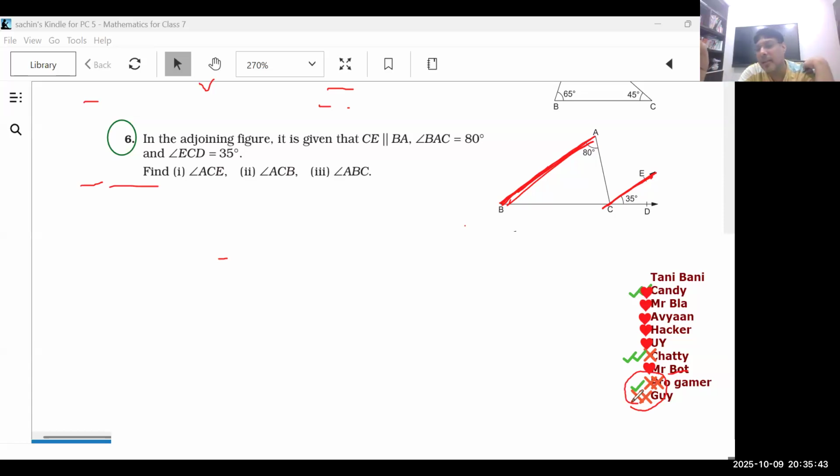And guys, what did I do? I just made the parallel lines bold. So that thing you must do in your mind or in your notebook. That's it.